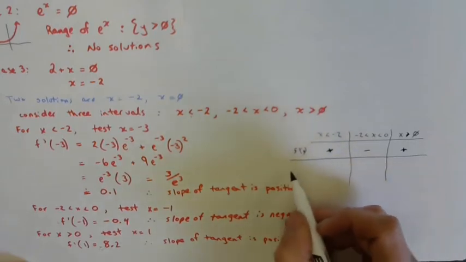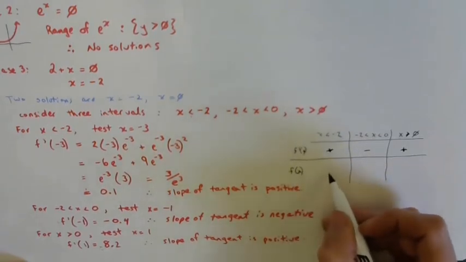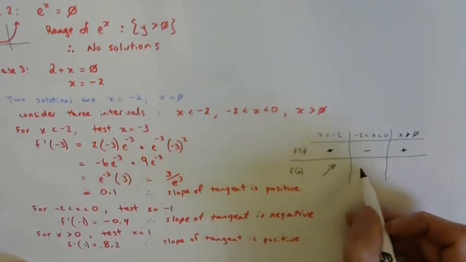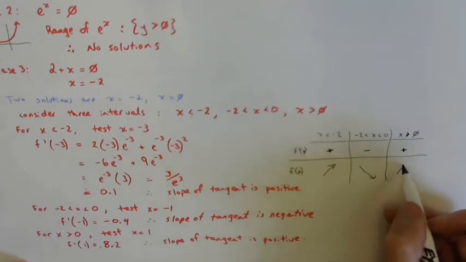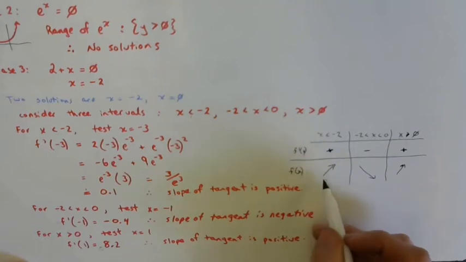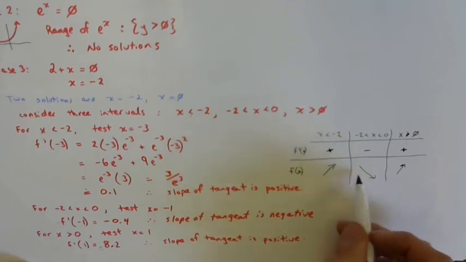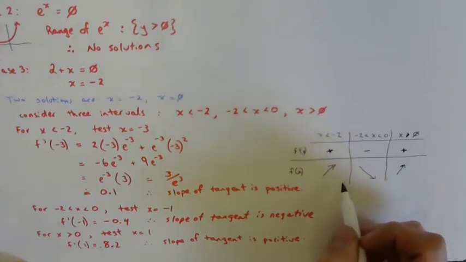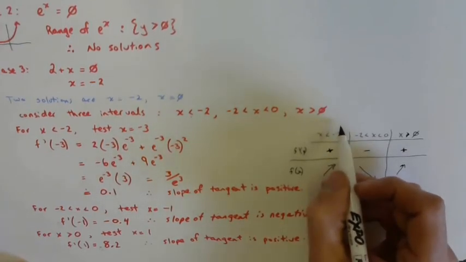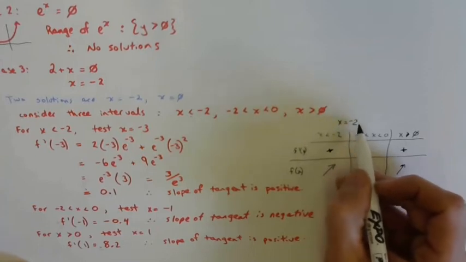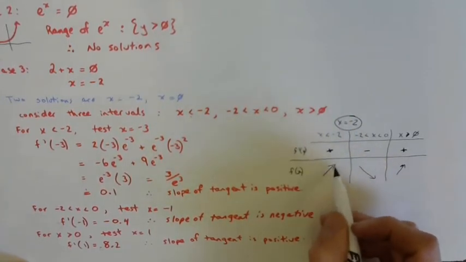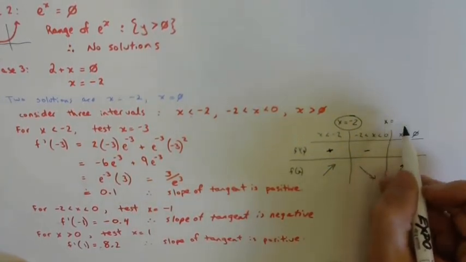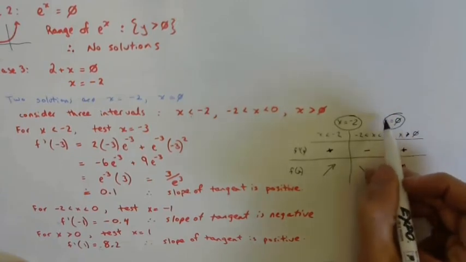What does that tell us? Well, that tells us that the original function is increasing, then decreasing, then increasing. Because we have a change of sign of the slope at these points, we do have local extrema, and we've identified which type. So at x equals -2, we have a max, and at x equals 0, we have a min.